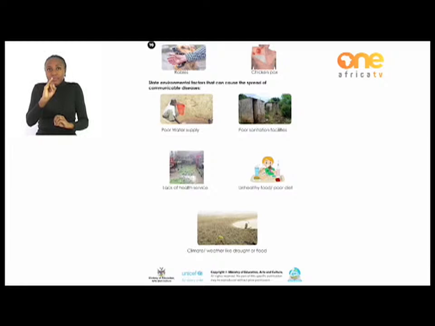State environmental factors that can cause the spread of communicable diseases. Poor water supply: most of the germs live in dirty water, and you will get diseases such as diarrhea. Poor sanitation facilities. There's also lack of health services, unhealthy food or poor diet, and climate or weather like drought or flood.